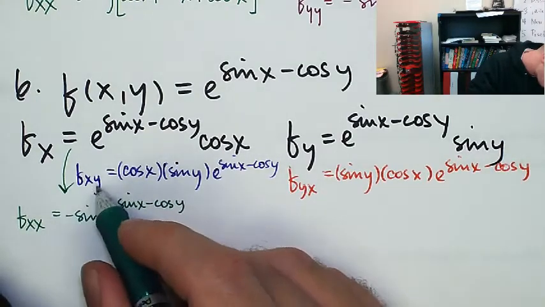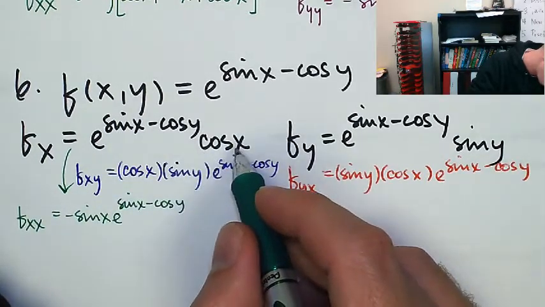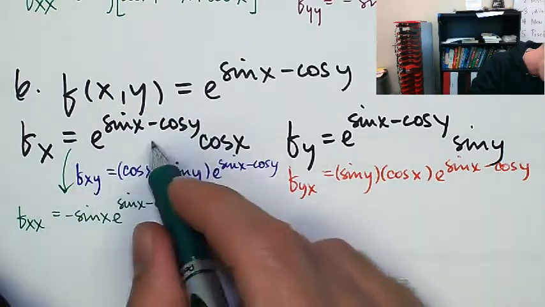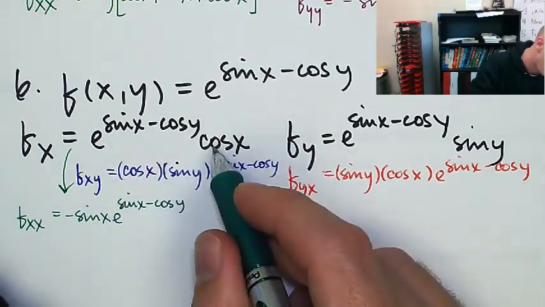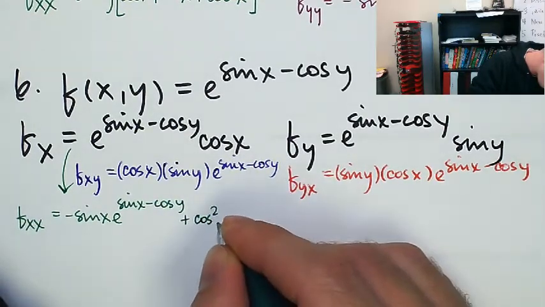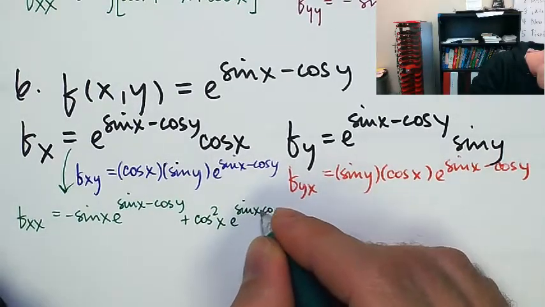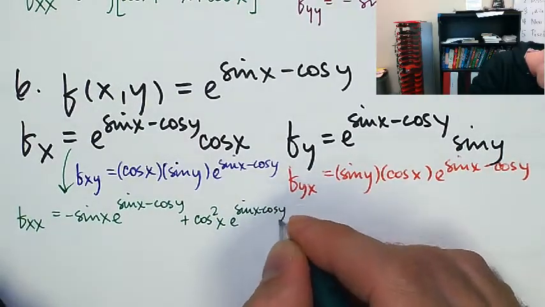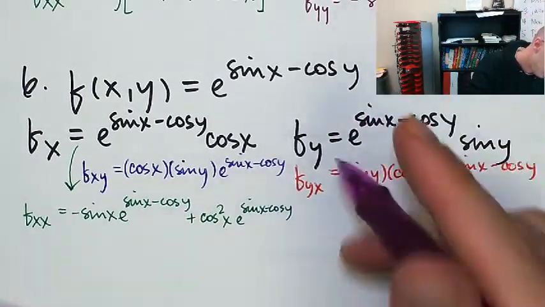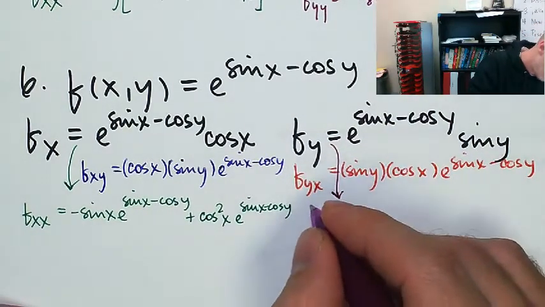All right, so fx with respect to x. Okay, so I took the derivative of that and left that the same. Then I'm going to leave cosine x the same and take the derivative of this exponential with respect to x, and that'll just incur another cosine. So plus cosine squared x e to the sine x minus cosine y. Just running out of room kind of here.